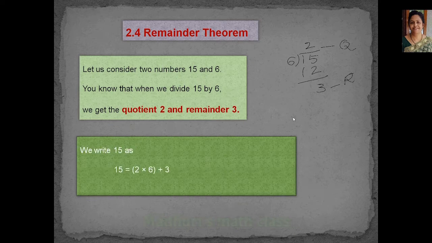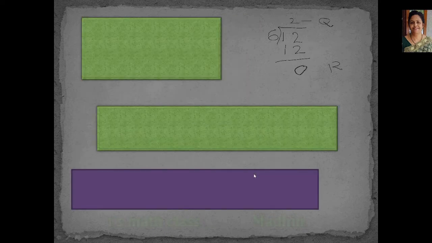Now we write 15 as 15 is equal to 2 into 6 plus 3. Quotient into divisor plus remainder. We observe that the remainder 3 is less than the divisor 6. Remainder is 3, divisor is 6. So the remainder is always less than the divisor.